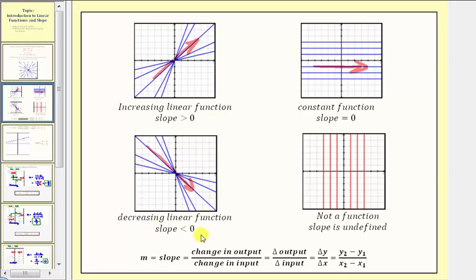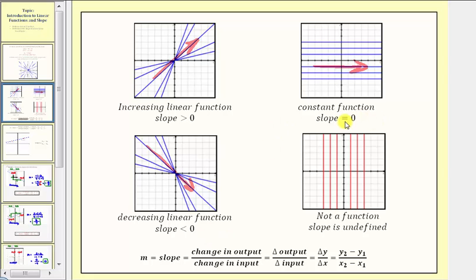If the slope is negative, we have a decreasing linear function, and the smaller the negative slope, the faster the function decreases or goes downhill. For example, a linear function with a slope of -5 would go downhill faster or decrease faster than a linear function with a slope of, let's say, -1/2.